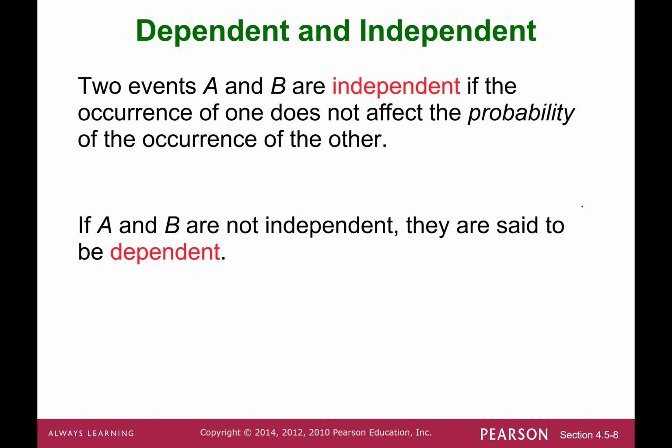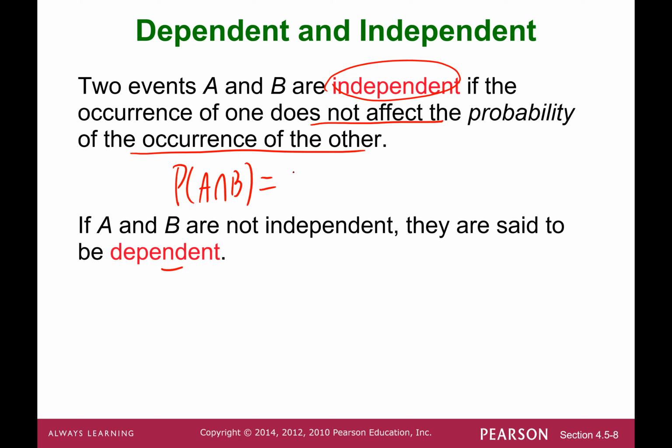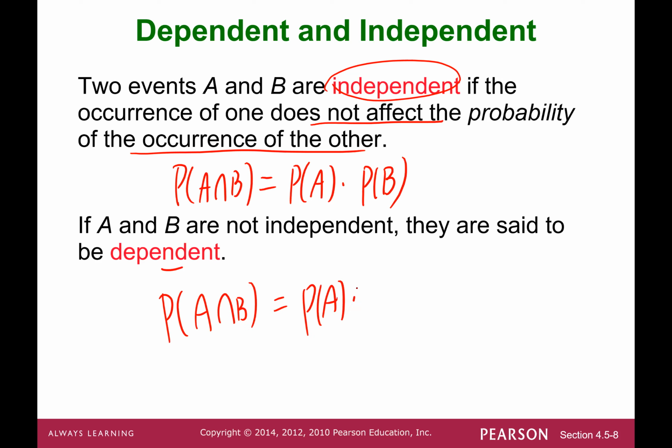All right, so two events A and B are independent if the occurrence of one does not affect the probability of the occurrence of the other, right? So they are totally independent, they have no impact on each other. So we call that independent events. If A and B are not independent, meaning they are dependent, we treat it differently, right? If it is independent, then P(A and B) should be P(A) times P(B), right? Because they have no impact on each other. But if they are dependent, P(A and B) becomes P(A) times P(B), given that A occurs.